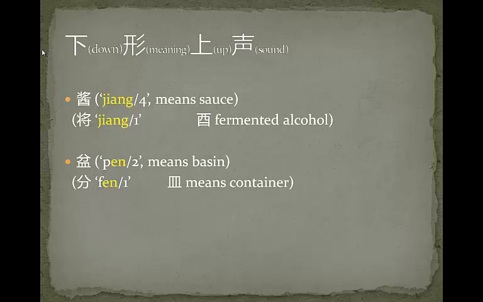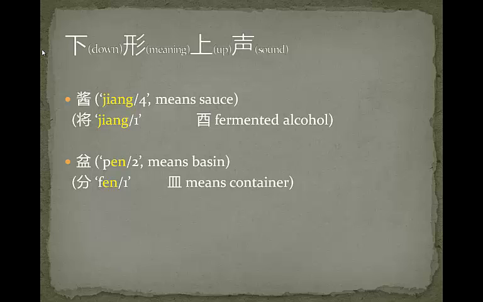The next category is 下行上声. 下 means down. Again, 行 means meaning. 上 up. 声 sound or pronunciation. So this kind of character can also be divided up into upper and lower parts. The lower part indicates meaning. The upper part indicates the pronunciation. Let's look at the examples.